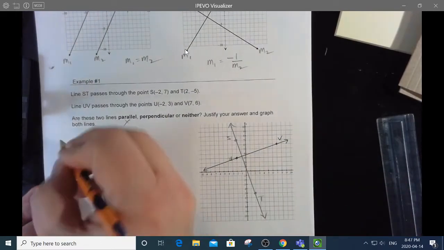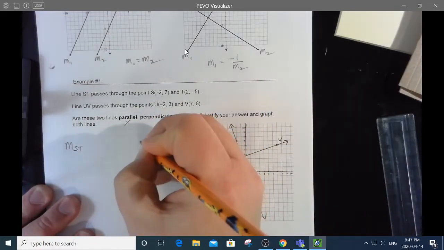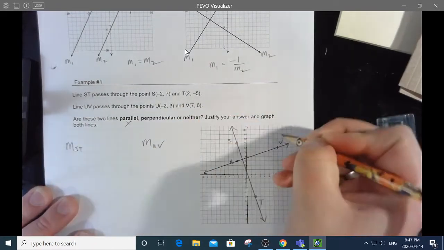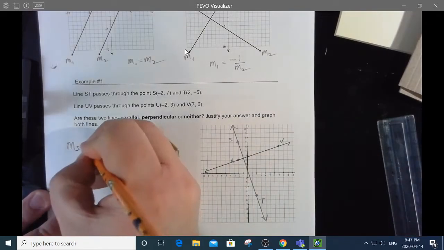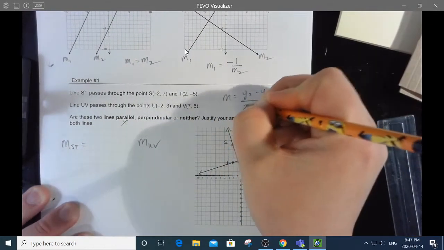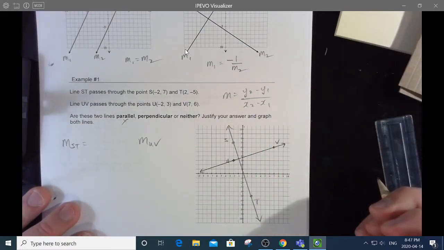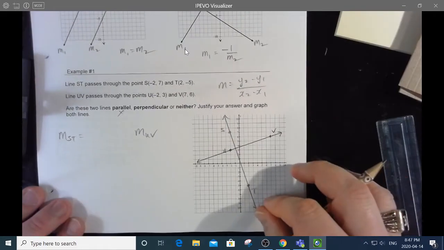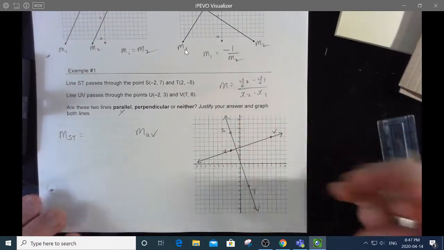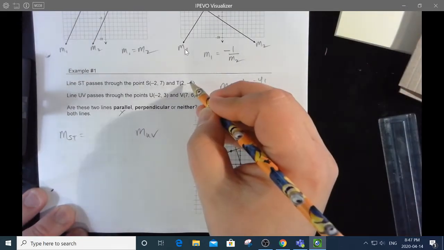All we have to do is find the slope of line S to T and the slope of line U to V. So let's find those 2 things. Okay, so let's use our new formula. What's the formula again? Y2 minus Y1 over X2 minus X1. How did I remember that formula so quickly? Because I've used it a million times. You'll get it on a formula sheet, but once you've written it down a whole bunch of times, you'll just remember it. So I'm going to call this X2 and Y2.